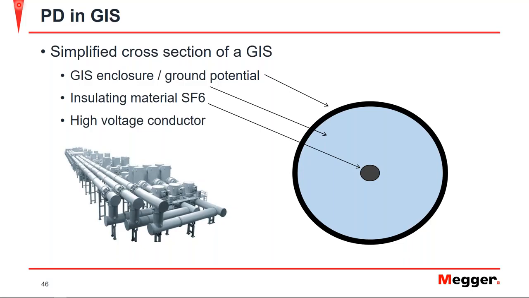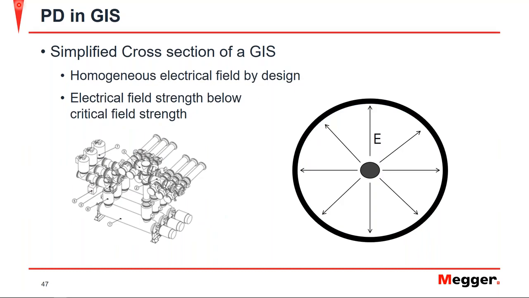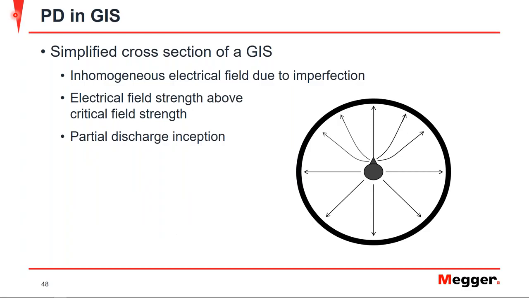It's important to remember this because these are designed that way for a reason. For instance, they're designed to have a homogeneous electrical field, so that your high voltage conductor has the same electrical field throughout the enclosure of the GIS, which is important. Also, the electrical field strength is below the critical field strength, which of course is what we would want. If it exceeded the critical field strength, then you would have multiple problems from the stress upon your dielectric material.